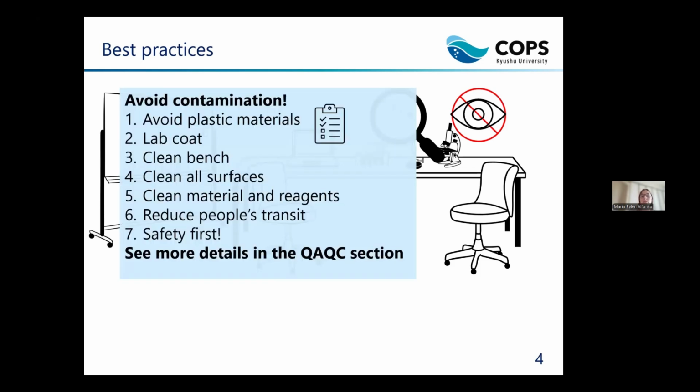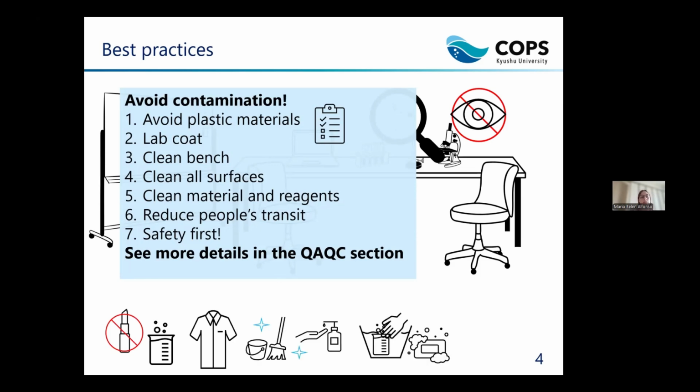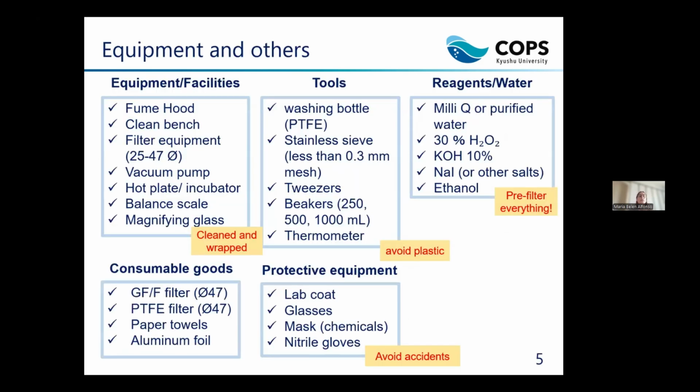So the best practices to avoid contamination of your samples include avoiding plastic materials as much as possible, using lab coats, using a clean bench if possible, cleaning the surface, the material and the reagents, and reducing people's transit in the laboratory while you're doing your sample processing if possible. And safety first, always use the safety elements. But you can see more details about the QA and QC in the following section with Dr. Nakano. So this is an overview of the equipment you can use for the sample processing.